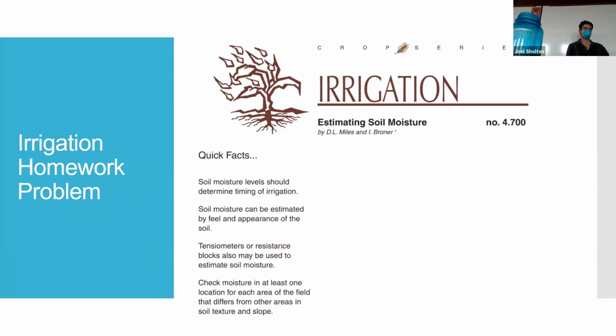You can also use devices to measure it directly, or I guess indirectly, called a tensiometer. You want to check at least one location for each field that might have different soil textures and slopes. You can imagine you have a 100-acre farm, with different slopes, valley bottoms, and areas with different geologies, so the soil texture could change from place to place, and that's going to influence how much water is available for your crops.